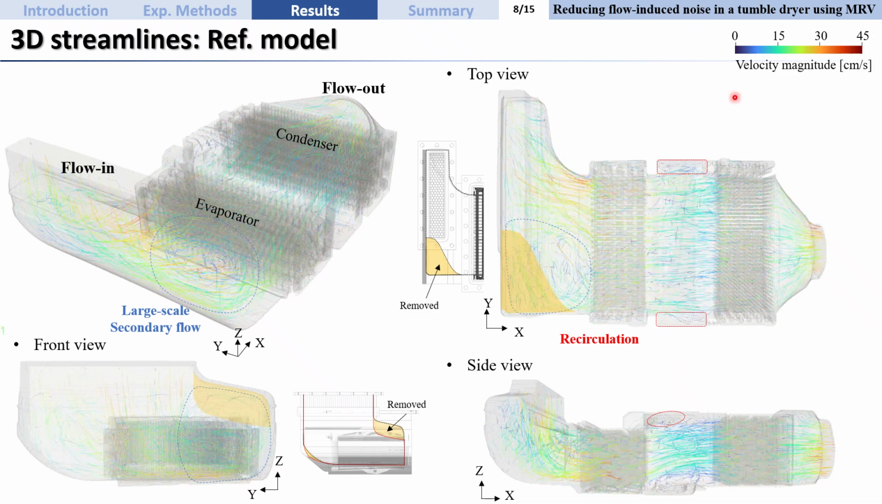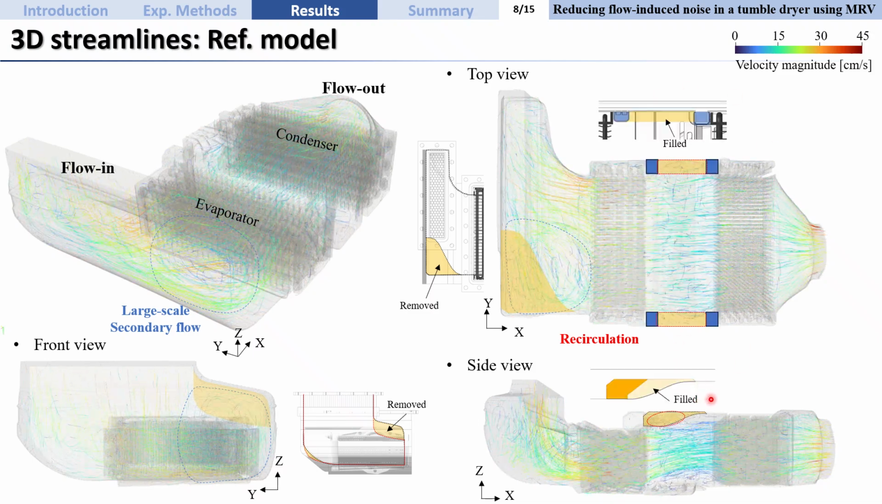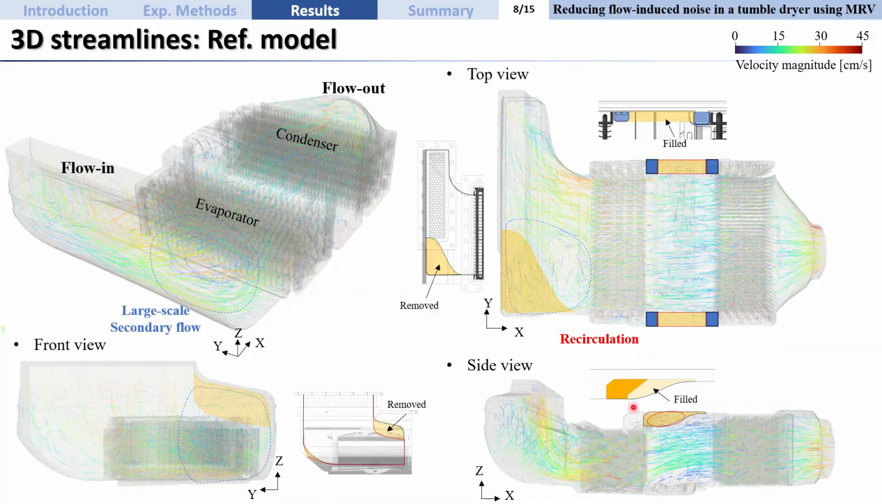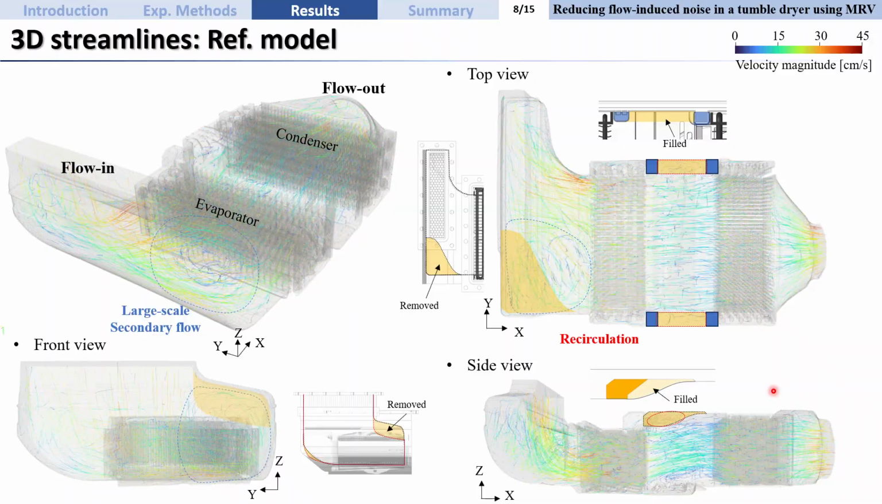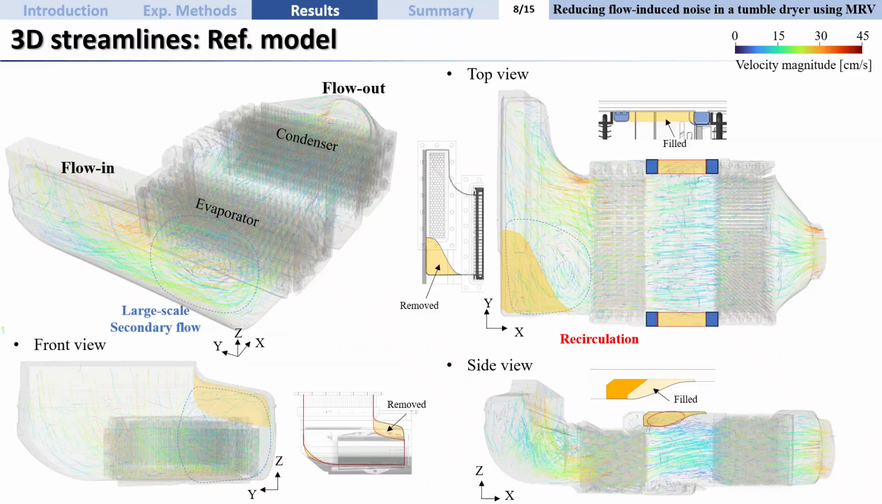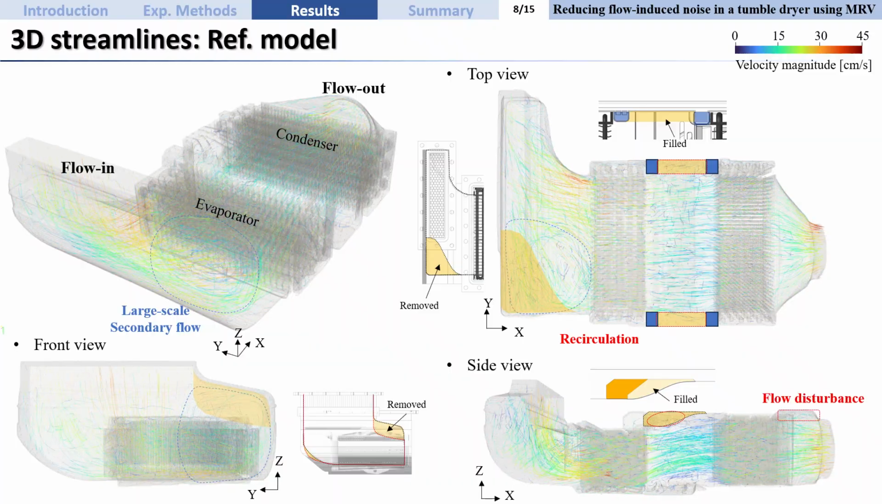Therefore, we filled the space between the two pillars and added a fifth-order polynomial guide plane to smooth out the flow. And finally, in the outlet zone, we observed that the protruding space above the condenser was causing a flow disturbance. Therefore, this protruding space was filled.